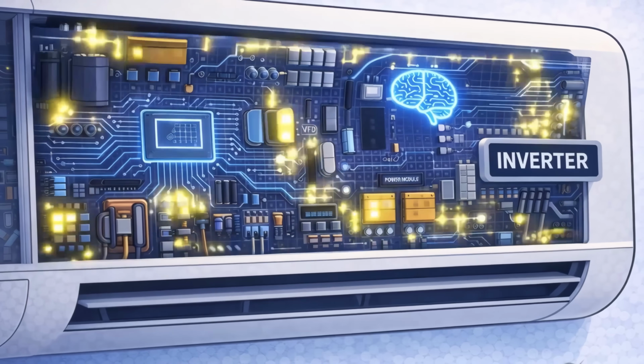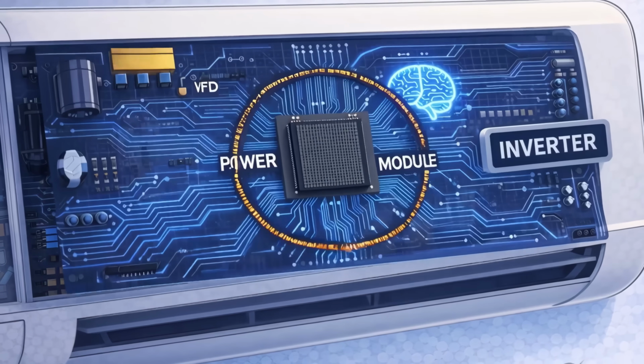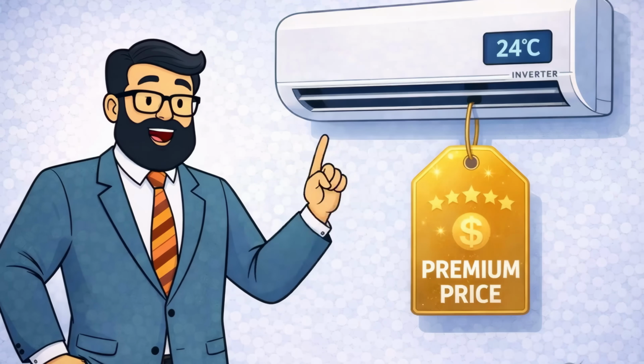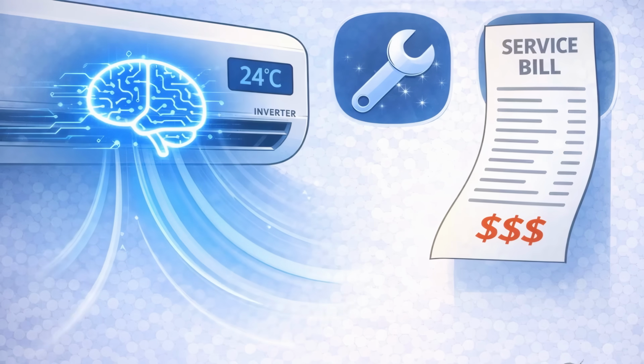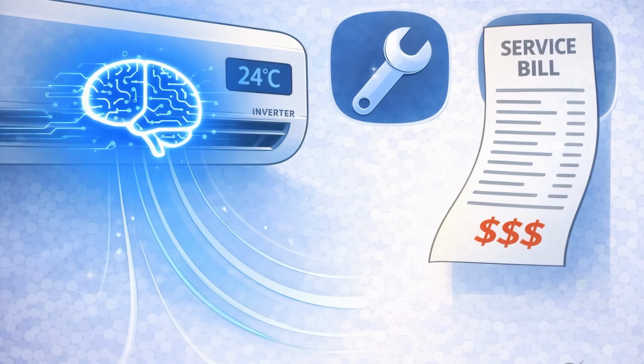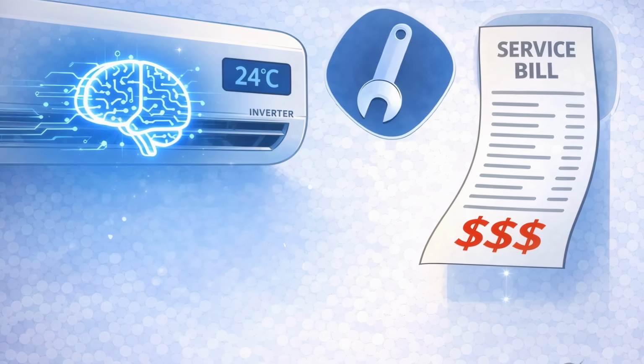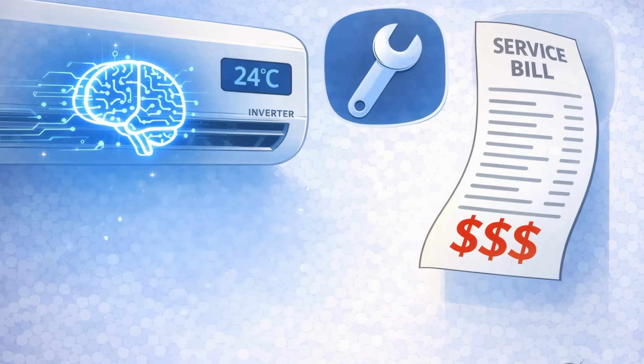The drawback, of course, is the complexity. These units are packed with sensitive circuit boards and power modules. This makes them more expensive to buy up front. You're essentially paying for the brain of the machine. And if that brain fails outside of a warranty, the repair cost can be significantly higher than the old-school models.